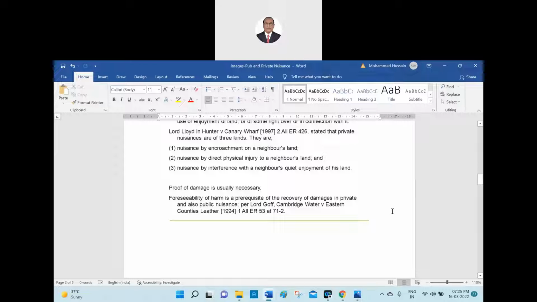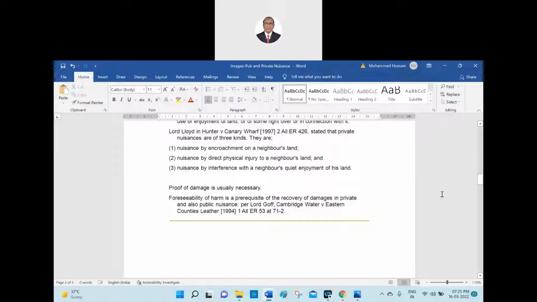So proof of damage is usually necessary in nuisance, but when it comes to trespass, it is actionable per se. What is meant by actionable per se? Anyone? If you know it, you tell me. If you don't know it, you say pass on.